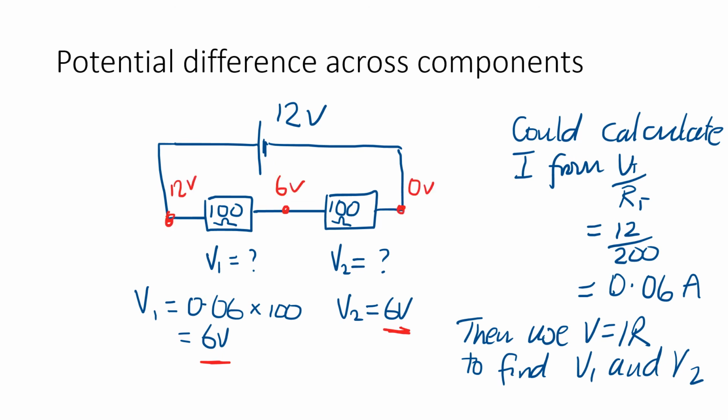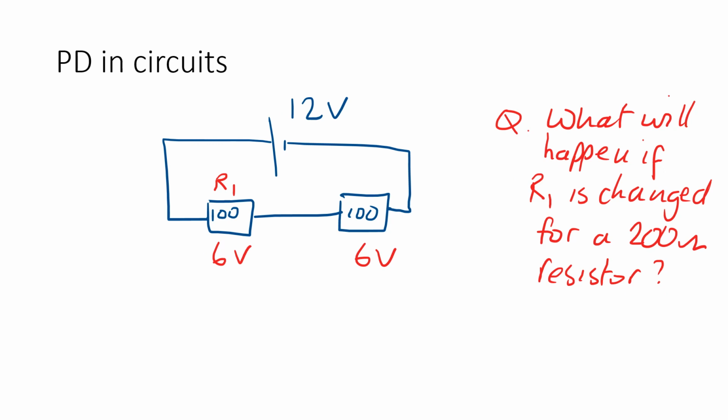And if we look at the potential at different points, as we did before, we'd be able to say that there's a potential of 12 volts on the left, 6 volts in the middle, and 0 volts on the right, and that will give us a potential difference of 6 volts across each resistor. So let's have a think now about what will happen if R1 is changed. So taking our two 100 ohm resistors connected in series, let's take the left hand one and call it R1, and let's just think about what would happen if we now made that a 200 ohm resistor. What's going to happen to the potential difference across it?